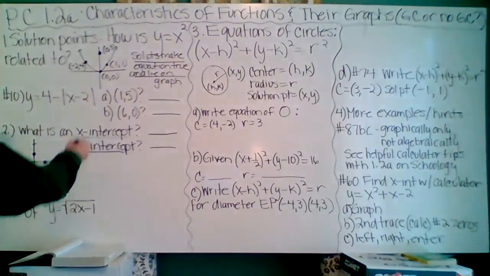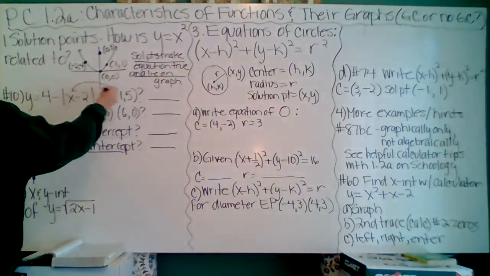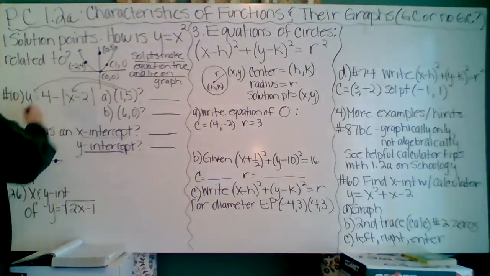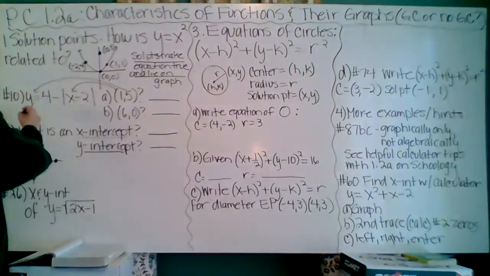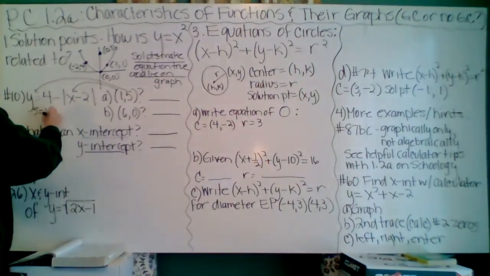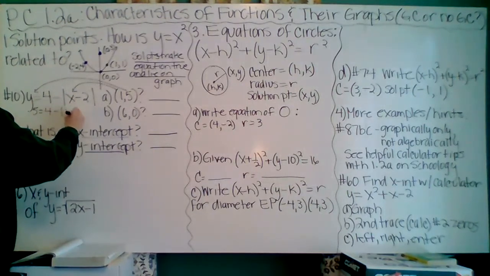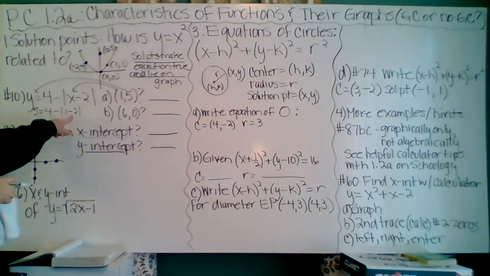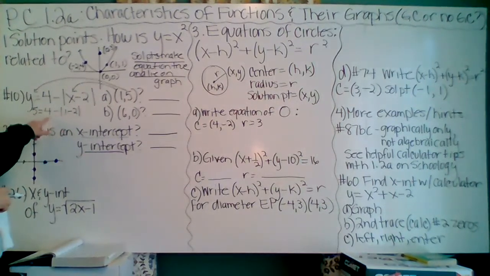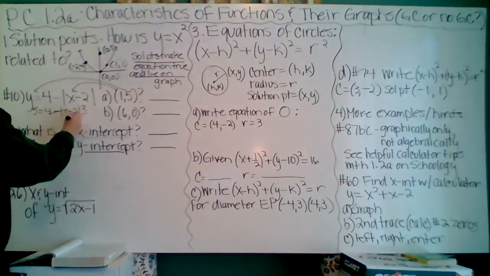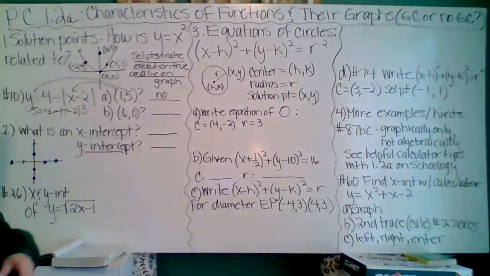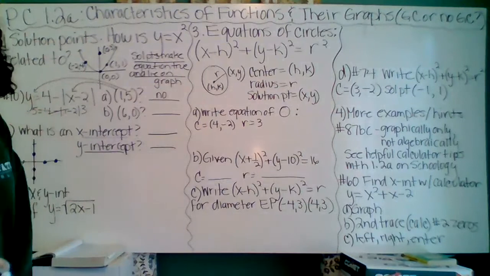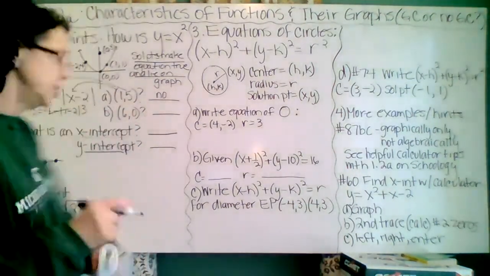So let's check it. Let's put in a 1 for x and a 5 for y. That would be 5 equals 4 minus the absolute value of 1 minus 2. Let's check this out. 1 minus 2 is -1. The absolute value of -1 is 1. 4 minus 1 is 3. 3 is not equal to 5. 1, 5 is not a solution point of this equation, and it does not lie on the graph if you were to draw it.